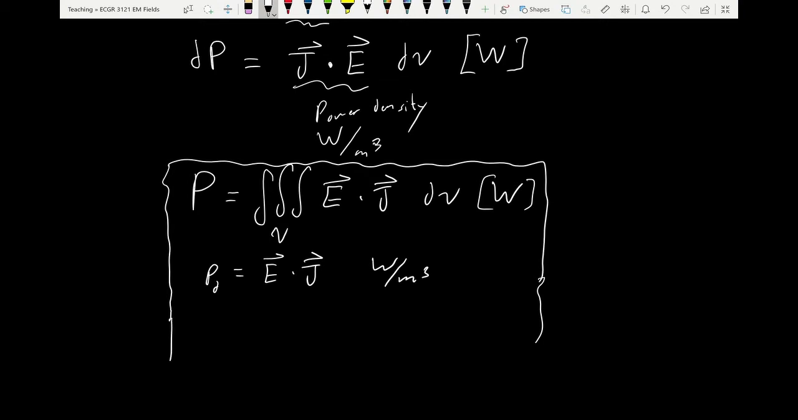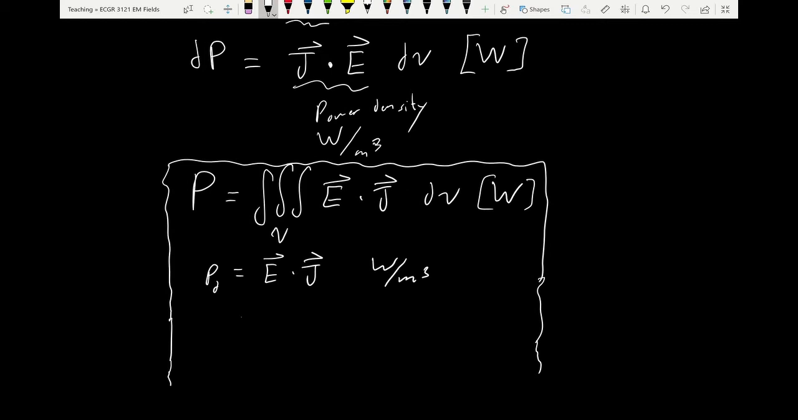This is what every point in space is losing in energy, or how every point of space is losing energy essentially, or power is flowing in every point of space. That will tell you how every point of the material is heating up.